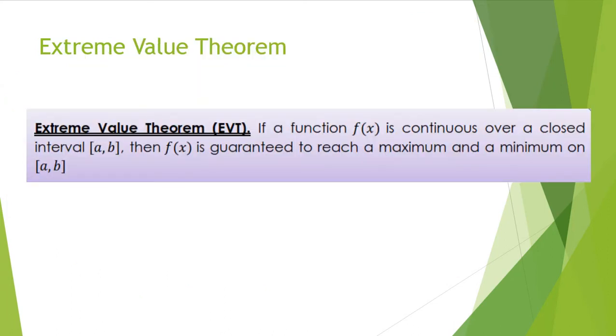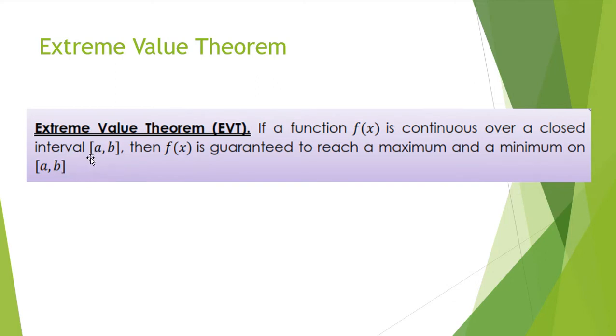Next theorem is the extreme value theorem or the EVT. If a function f of x is continuous over a closed interval a comma b, then f of x is guaranteed to reach a maximum and a minimum on a comma b. Or the extreme values maximum and minimum of f always exist, and they occur either at the endpoints or the critical points of f. Take note that the critical points must be included within the interval a comma b.